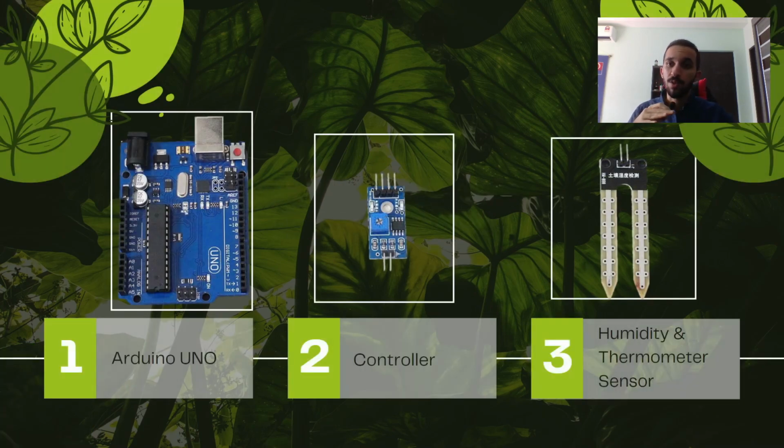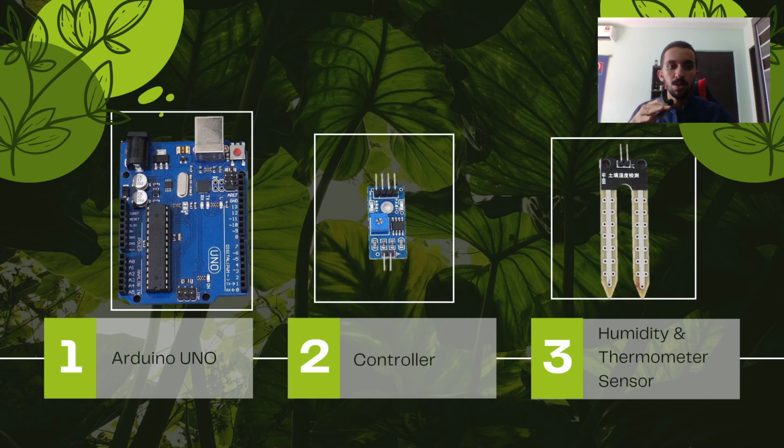As we can see here, we have the components, which consist of the Arduino Uno, which acts as a laptop or a small unit to compute all the programming that we will do. It has a small CPU and a small RAM, so it acts like a motherboard with everything built in. We also have the controller, which works with the humidity and thermometer sensor to connect to the Arduino Uno. We can't connect the humidity and thermometer sensor immediately to the Arduino Uno. We need a controller between them to make the connection.